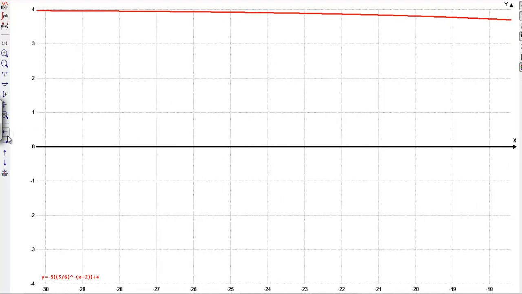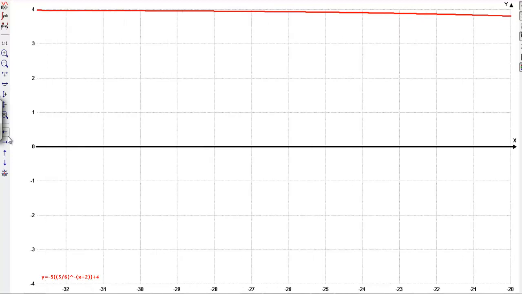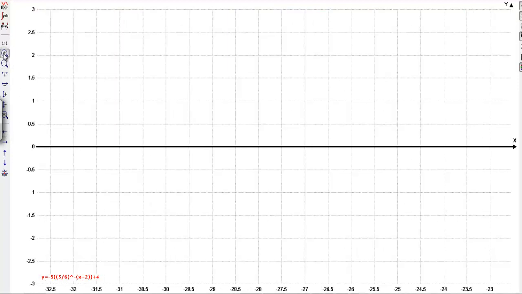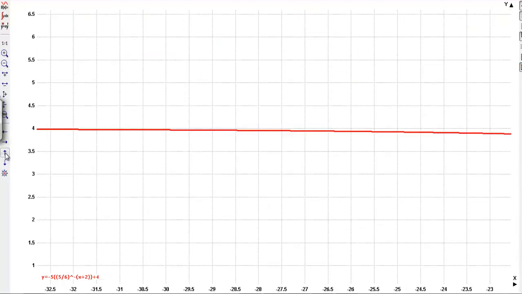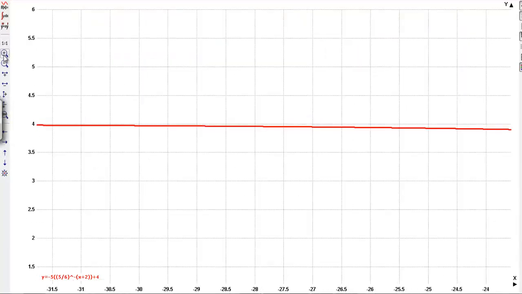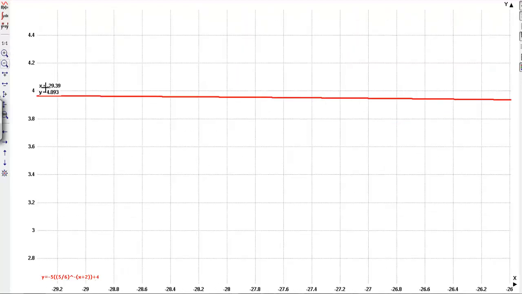And if it seems like it does reach the value of 4, all we have to do is zoom in on that value. Let me move up a little bit. We can zoom in into the graph and notice that it is not touching it, okay? So that's what's going to happen with this function.